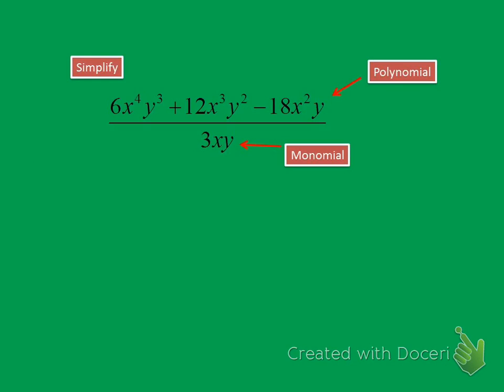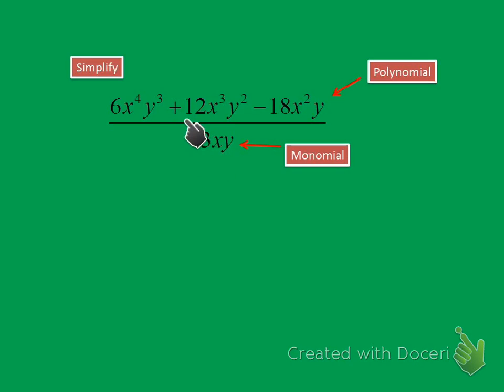Okay, there's going to be two types of problems today. This kind of goes back more so to 4.1 than it is 4.2. The first type is when you have what's called a polynomial, right? Multiple terms like that, divided by a monomial, one term.